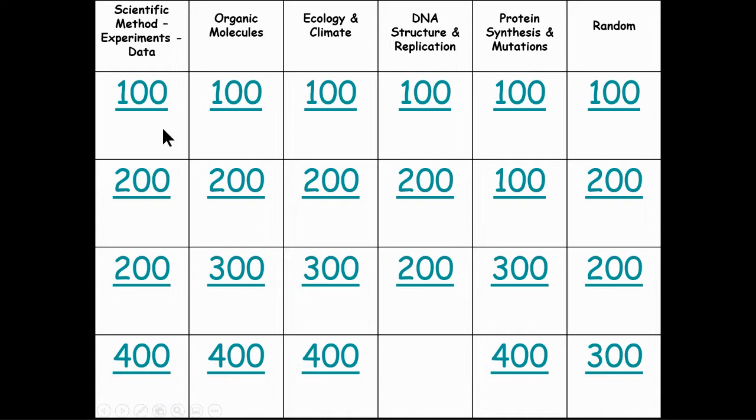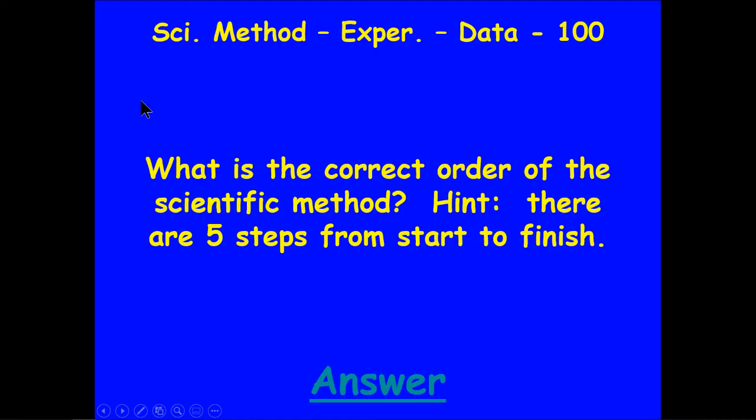All right, we're going to do one column at a time. Here we go. What is the correct order of the scientific method? Hint, there are 5 steps. Give you about 45 seconds for this one.